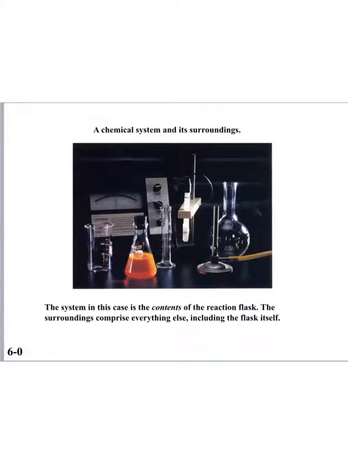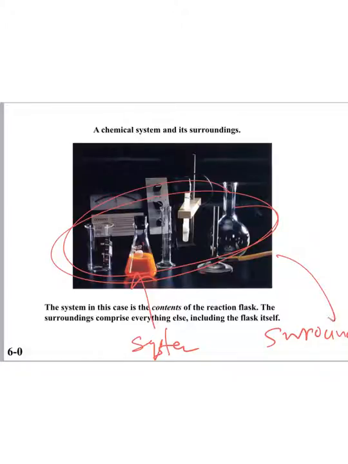Now, I've used a couple of words here that I'm sure your professor used: the system and the surroundings. So the system in this case, you could just say, oh, it's the orange stuff in the liquid and inside the flask. That's the system. And everything else in this picture is the surroundings.